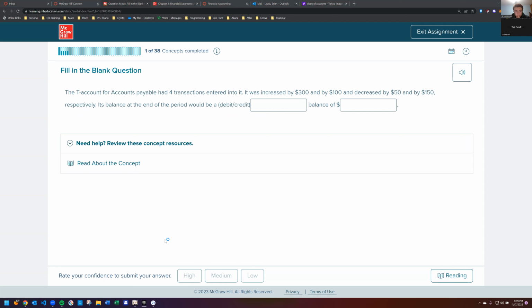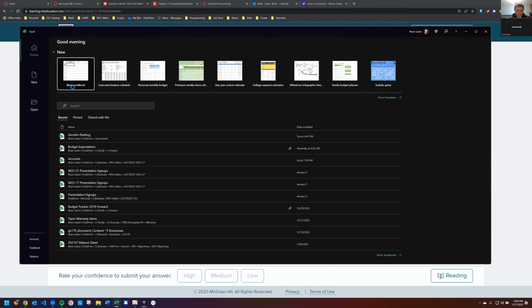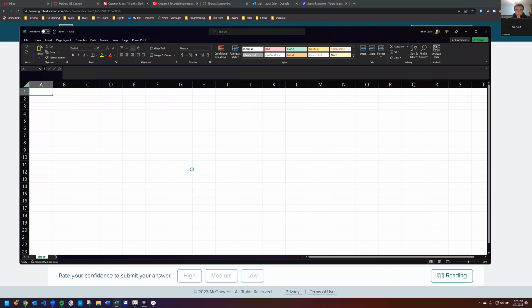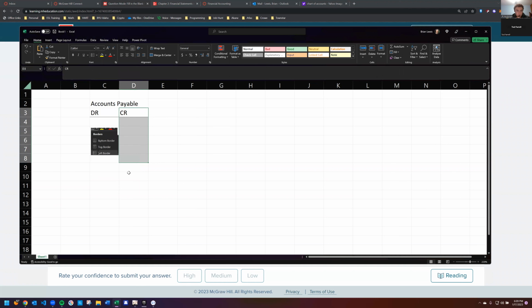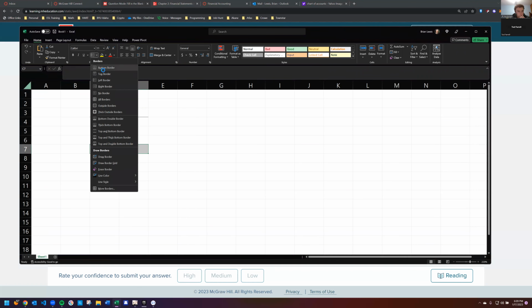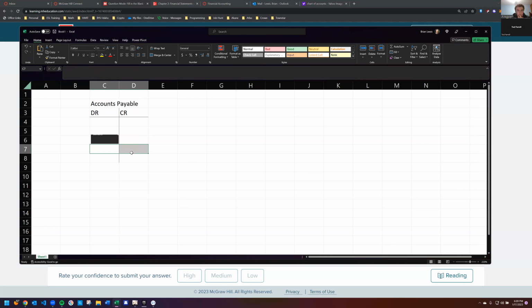So let's just open up our little Excel file so we can do a little T account magic. We'll just call this accounts payable. And we'll just create the little T account. Debit on this side, credit on this side, right? We've got our little underline there. That's our T account. We'll put a total under here. And accounts payable has a credit balance.